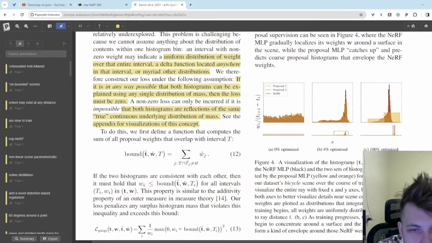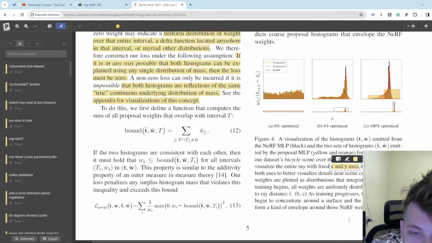Visualization of histogram TW emitted from the NeRF MLP (black) and the two sets of histograms emitted by the proposal MLP (yellow and orange) for a single ray from our dataset over the course of the training. Below we visualize the entire ray with fixed X and Y axis, but above we crop both axes to better visualize details near scene content. Histogram weights are plotted as distributions that integrate to 1. When training begins, all weights are uniformly distributed with respect to ray distance t. As training progresses, the NeRF weights begin to concentrate around the surface and the proposal weights form a kind of envelope around the NeRF weights, so this is the case here.